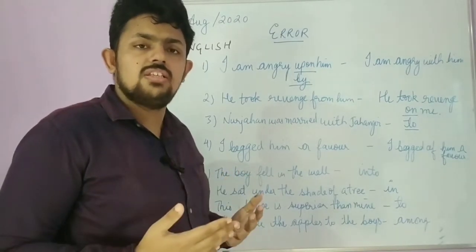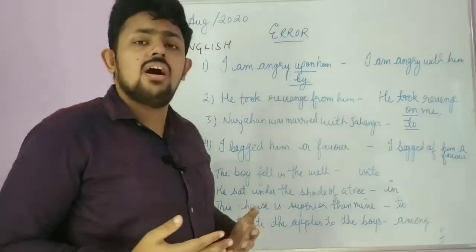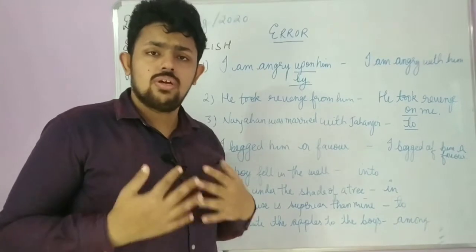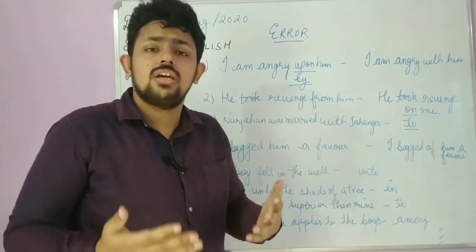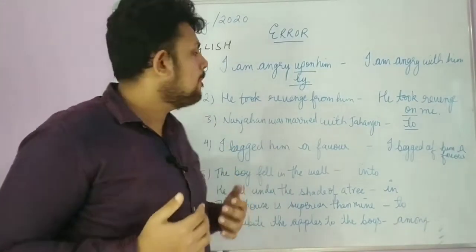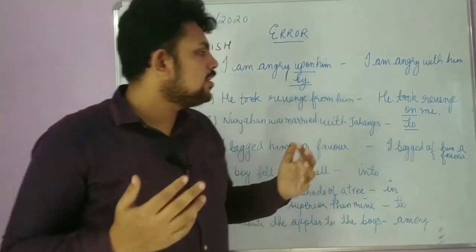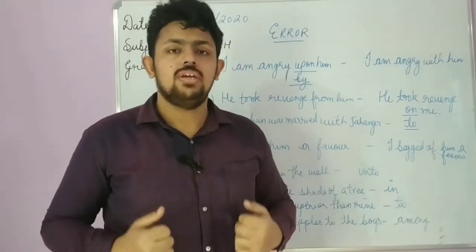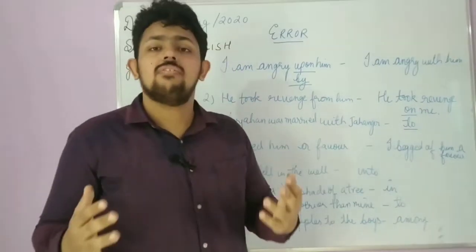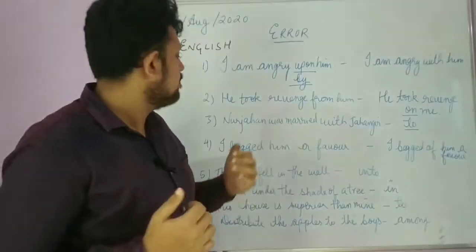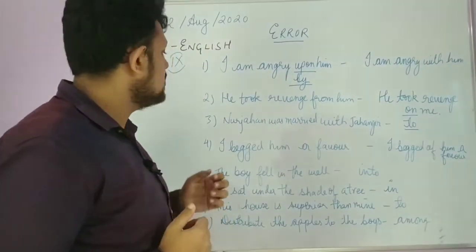Second error: he took revenge from me. We often say this, he is taking a revenge from me. He is doing this because he wants to take a revenge from me. But what is correct? He took revenge on me. He is taking revenge on me. So that is the right usage.